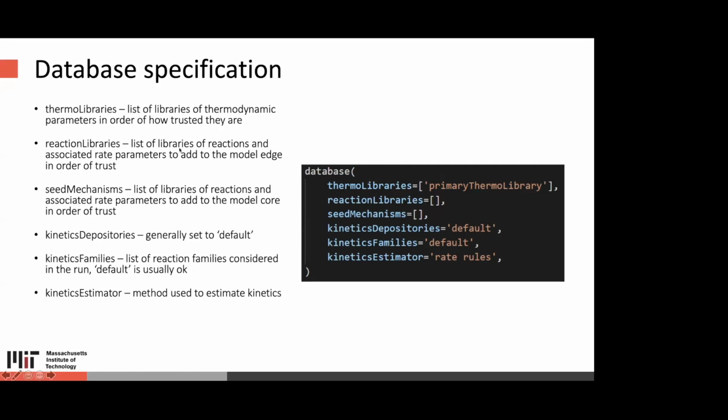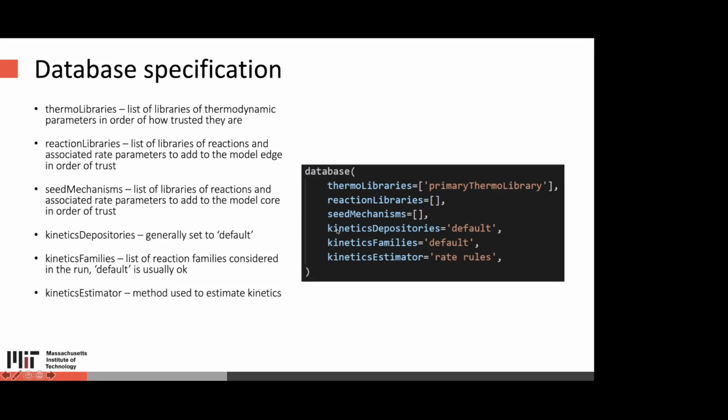And the same thing applies for the reaction libraries. It's the list of libraries of reactions and the associated rate parameters to add to the model edge in the order of trust. So if you include a reaction library in the reaction libraries, those reactions will first be added to the edge. And after the RMG simulation, if the species has been detected as having high enough flux, then those reactions will be moved to the core. But that doesn't mean they will be moved at the initial point.